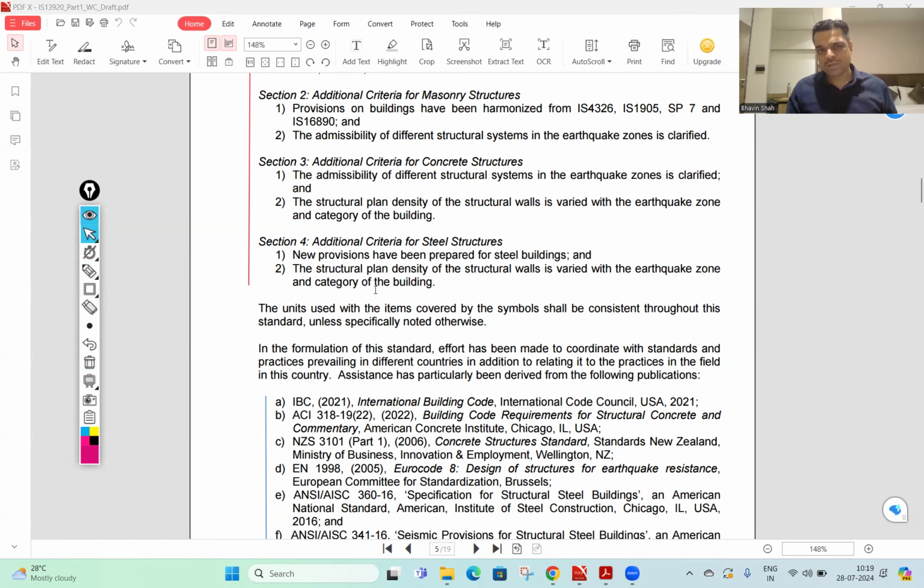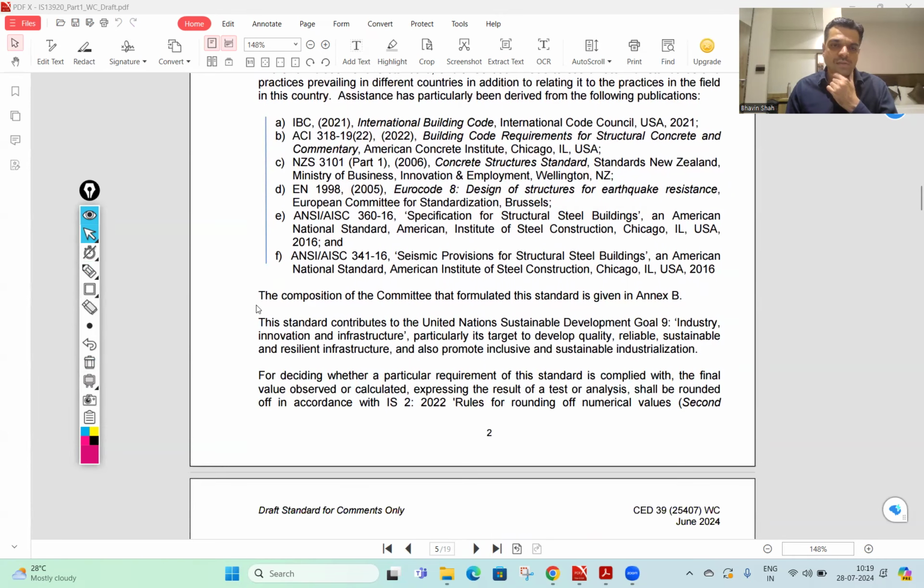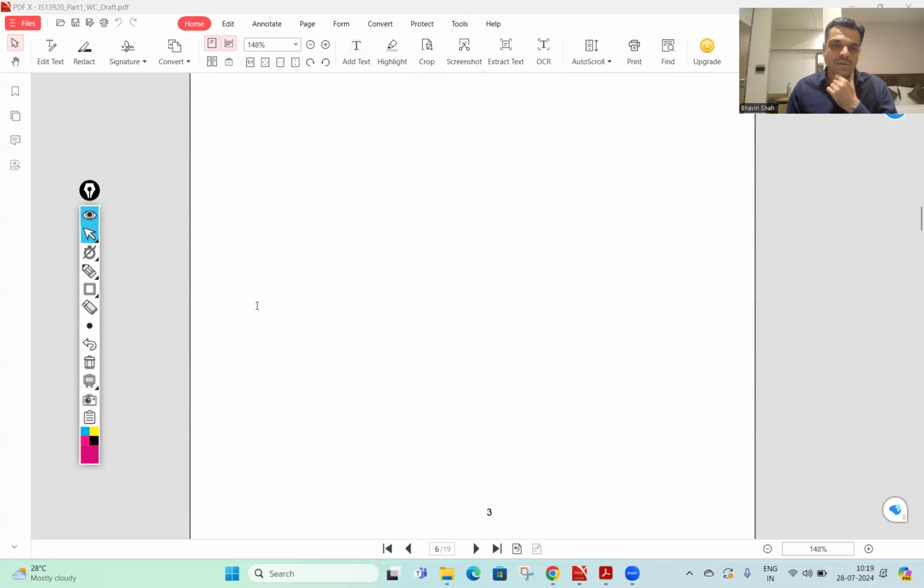But I could not locate a specific paragraph with reference to this requirement. So if you have noticed, you can mention this in the chat box below. Yeah, these are certain standards taken as a reference while preparing this draft document.